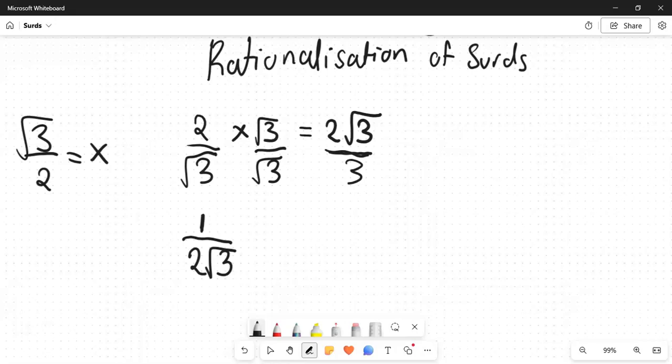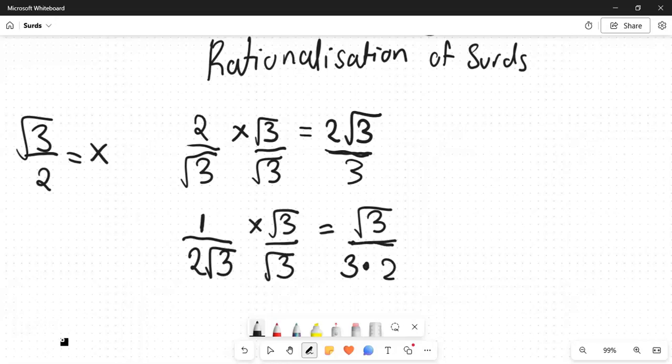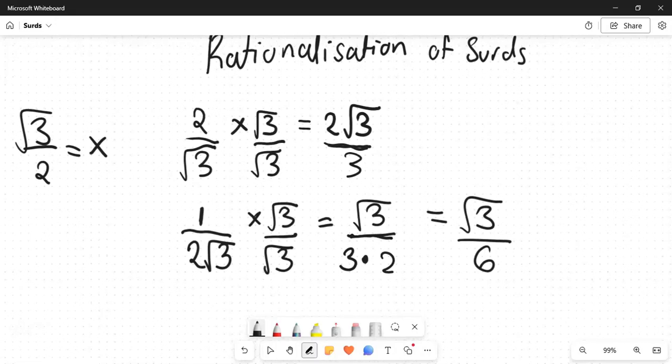When we are multiplying on the other side, we isolate 2 and we only include root 3. So 1 times root 3, and root 3 times root 3 here. So the answer to this rationalization is root 3 over 6. This is our final answer.